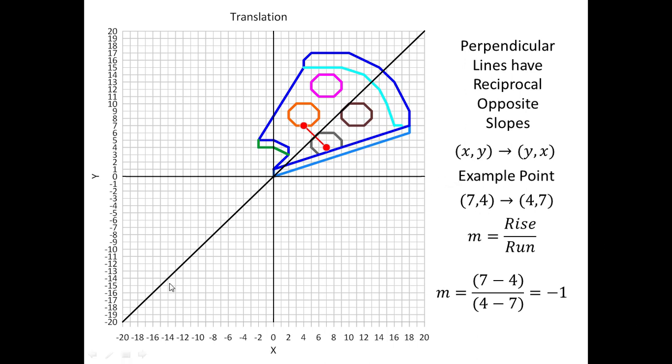If we look at the line, the red line goes from the old point (7,4) to the new point (4,7). We can calculate the slope of that line as the rise over the run. That would be the change in y, the difference between 7 and 4, the new point to the old point, over the run, the difference in x, from the new point 4 to the old point minus 7. When you do that, you see that the slope of the line is minus 1, which is the reciprocal opposite of the slope of the line y equals x, which is 1.